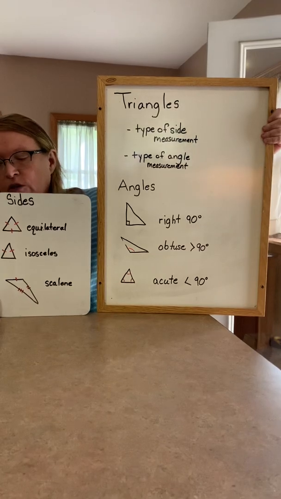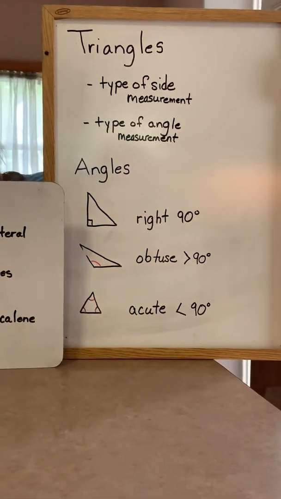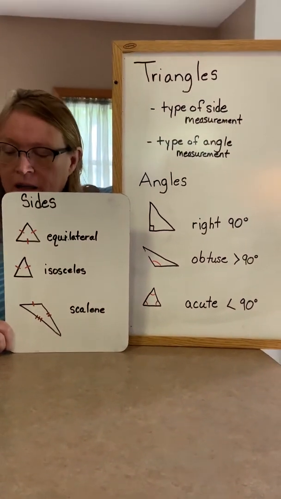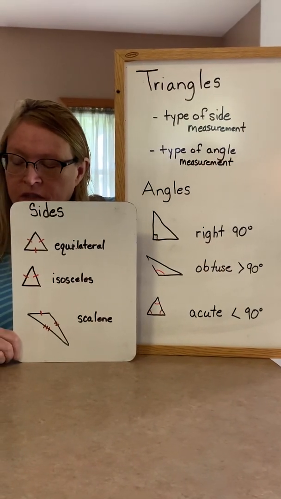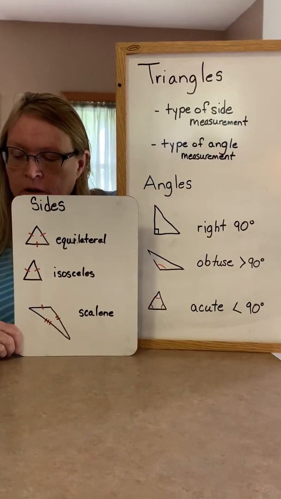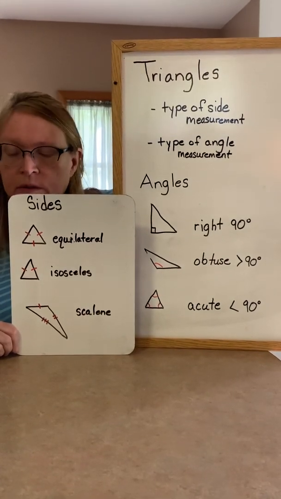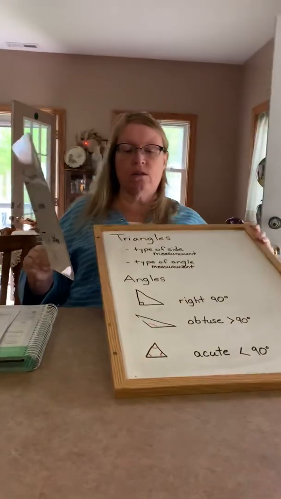Looking in your book, make sure you look at the helper pages on 828, I believe, and then you're going to be doing 829 and 830, 1 through 15 and number 20. And then you're going to do 831 and 832, 1 through 6 and number 13. So work on that with triangles.